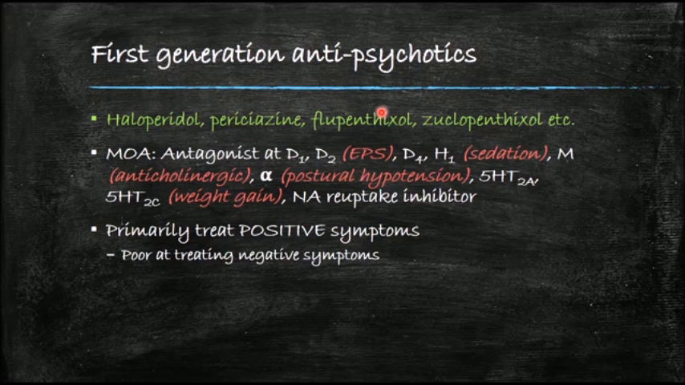Other than that, acting at H1, you're going to cause sedation and maybe a little bit of weight gain. Acting at your muscarinics, you're going to get anticholinergics. Have you guys heard of SLUD? Yeah, so you're going to get your anti-SLUD type side effects. Working at your autonomic, you're going to get postural hypotension, so they're going to be quite dizzy. Then you're going to get weight gain from your serotonin receptors. These treat your positive symptoms and not your negative symptoms.